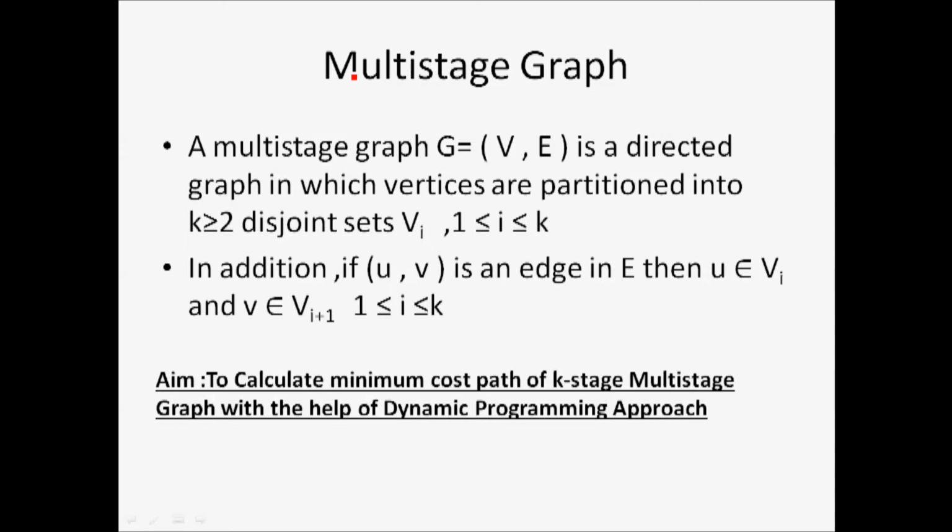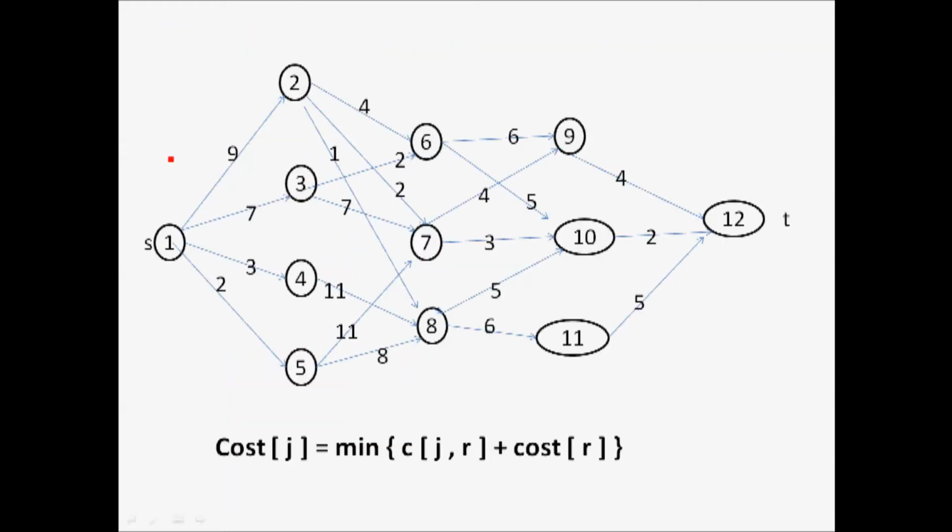In this tutorial I am going to cover the multi-stage graph. A multi-stage graph G is a directed graph in which vertices are partitioned into sets. For example, this is a multi-stage graph.